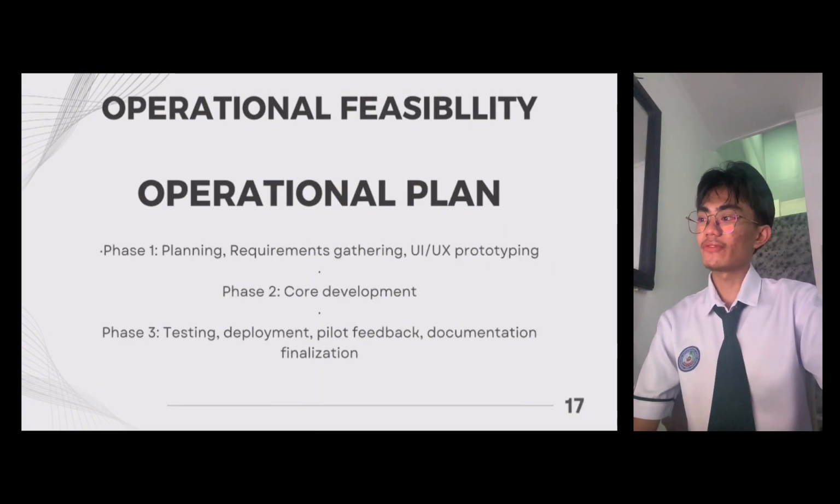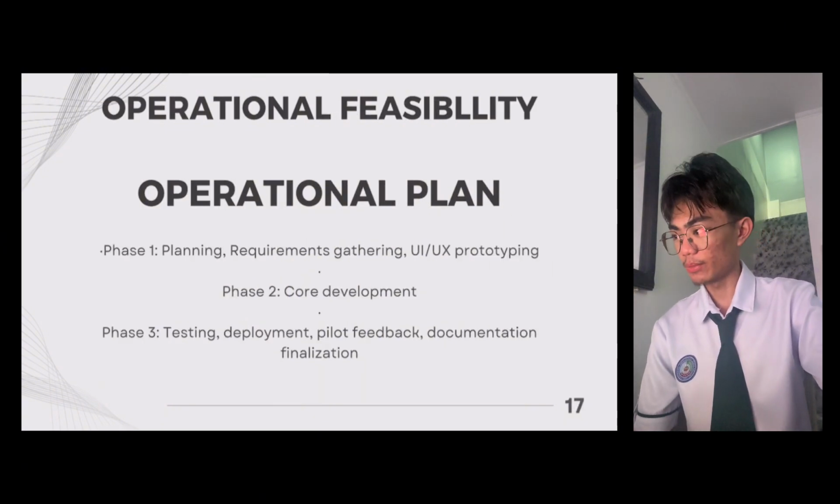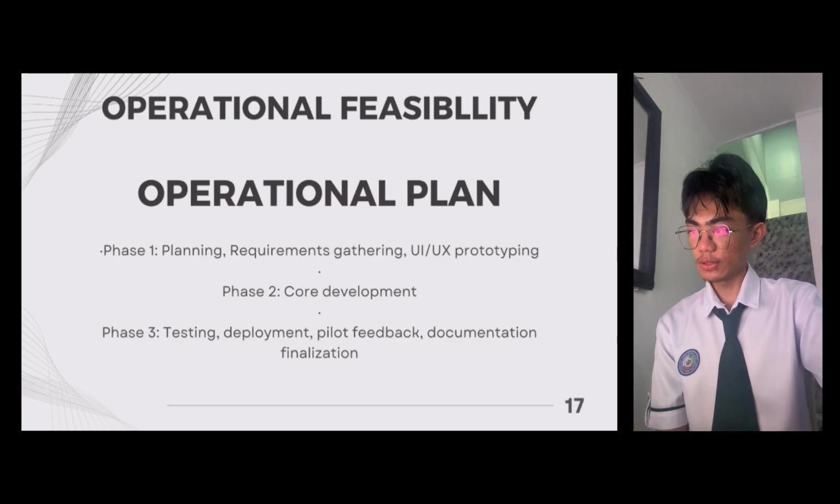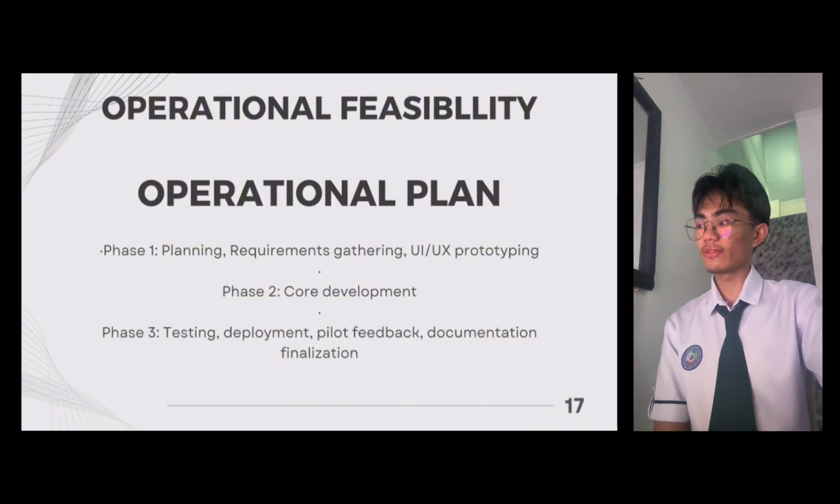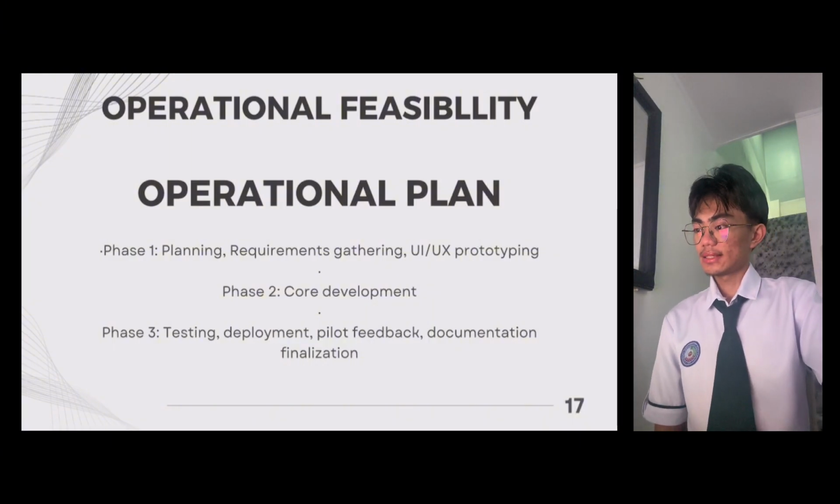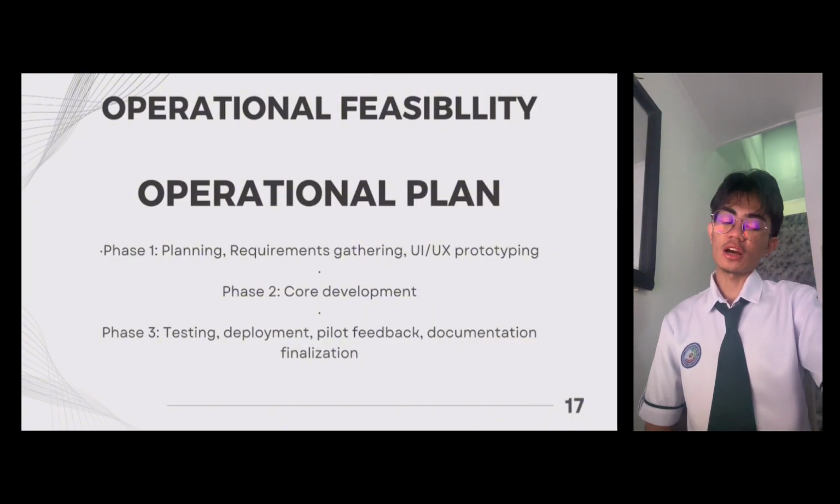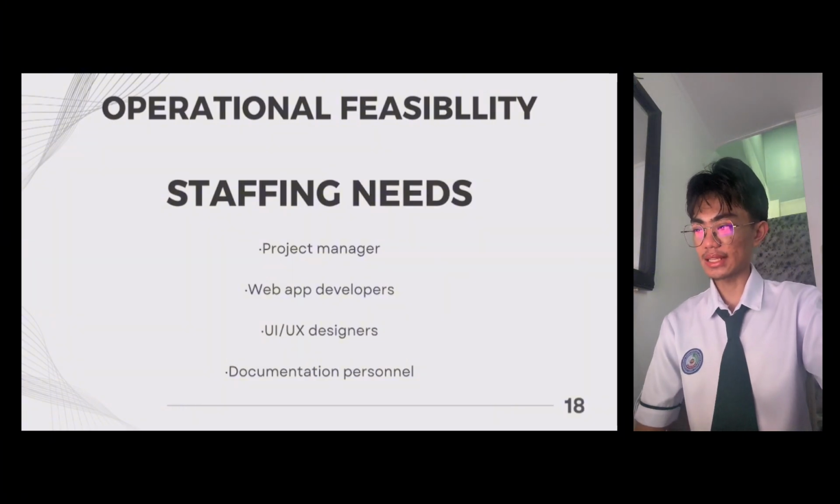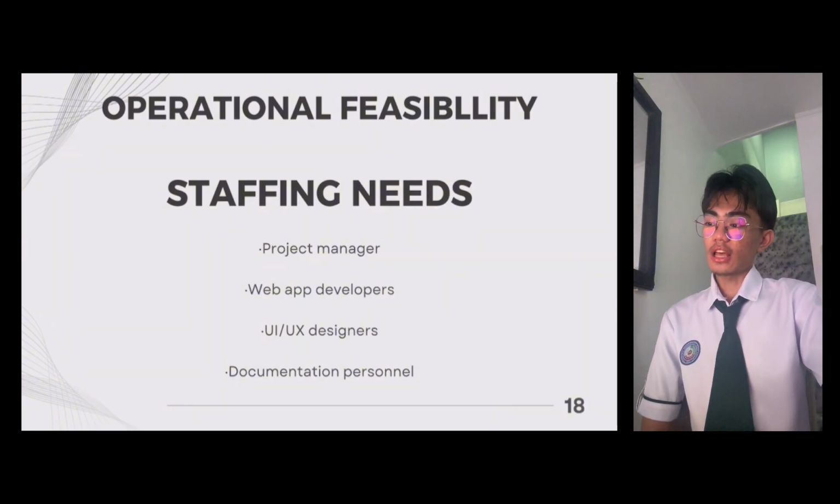Next, we have the operational feasibility. For the operational plan, we have 3 phases. Phase 1 is planning, requirements gathering, and UI UX prototyping. Phase 2 is the core development of the system. And phase 3 is testing, deployment, pilot feedback, and documentation finalization. For the staffing needs, we need these personnel: project manager, web app developers, UI or UX designers, and of course, documentation personnel.